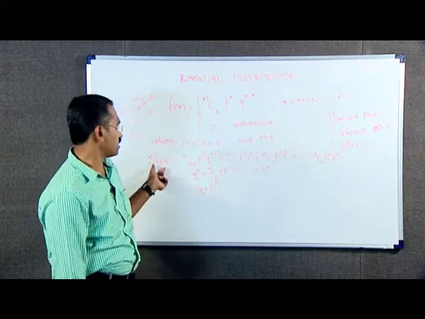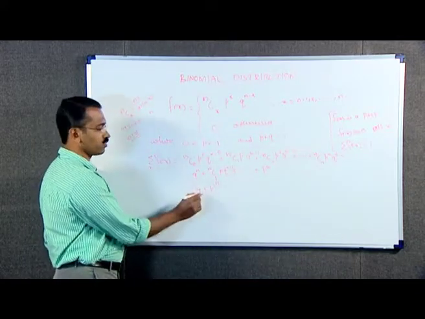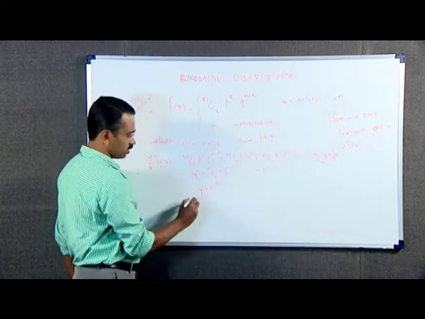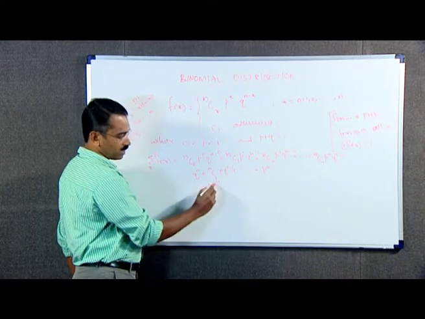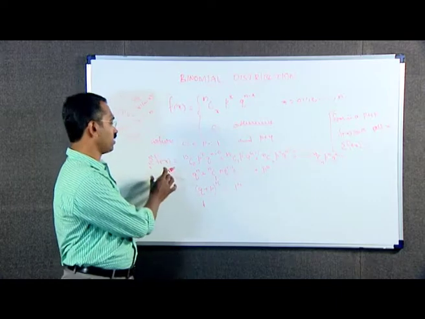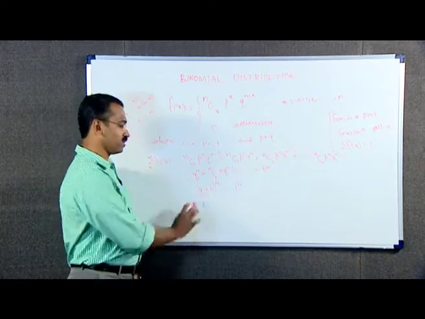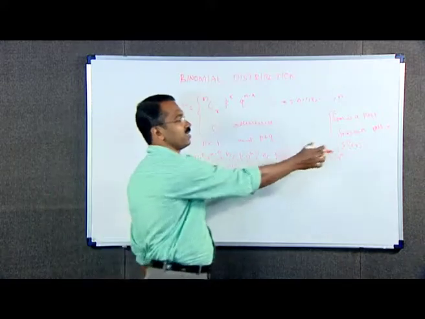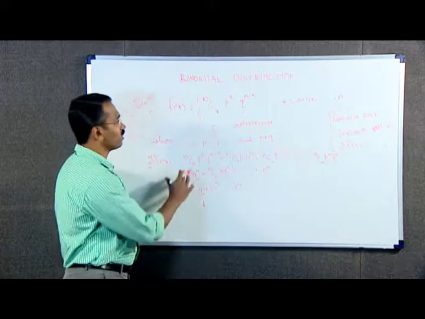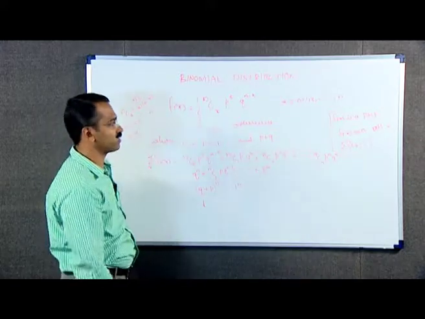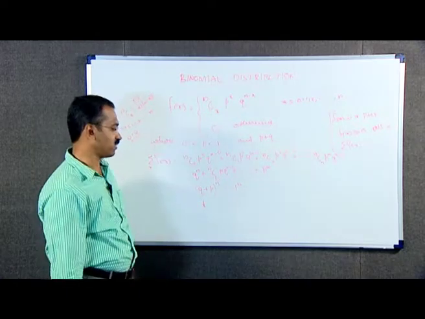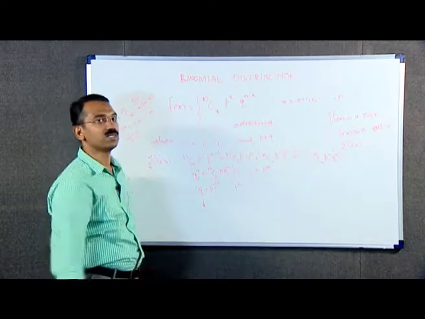That is, summation over all x f of x is equal to q plus p all raised to n. Here q plus p is equal to 1, therefore, this is equal to 1 raised to n, which is equal to 1. That is the total probability is equal to 1, which is the condition for f of x to be a PMF. Therefore, both the conditions are satisfied by this function. Therefore, this is a PMF. We just verified the given function is a PMF.